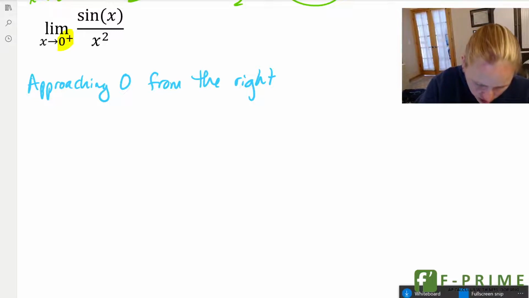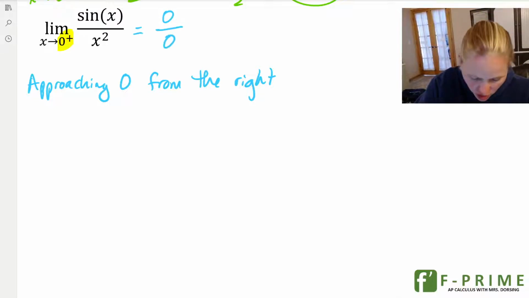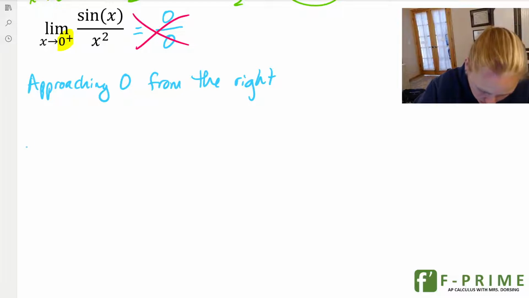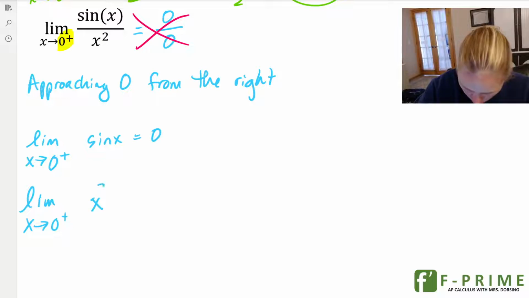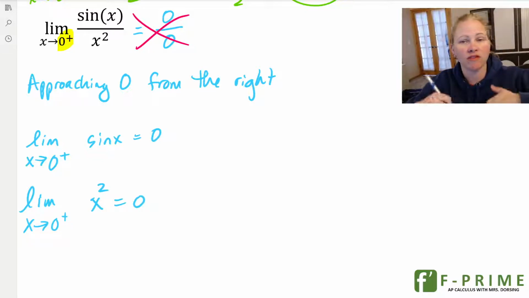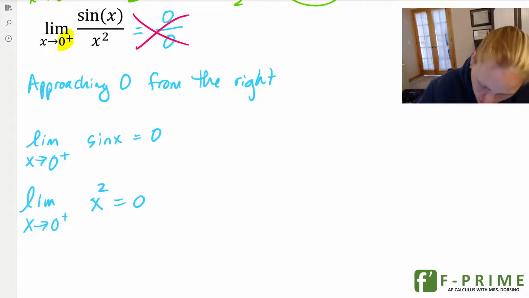Well, when I do this, I get, oh, surprise, surprise, 0 over 0, and then I'm going to put an X through it because I'm not allowed to leave that on my paper. And then I'm going to state the limit as x approaches 0 from the right of sine of x is 0. The limit as x approaches 0 from the right of x squared is also 0. So now I've stated my facts. Now I can use L'Hopital's rule.